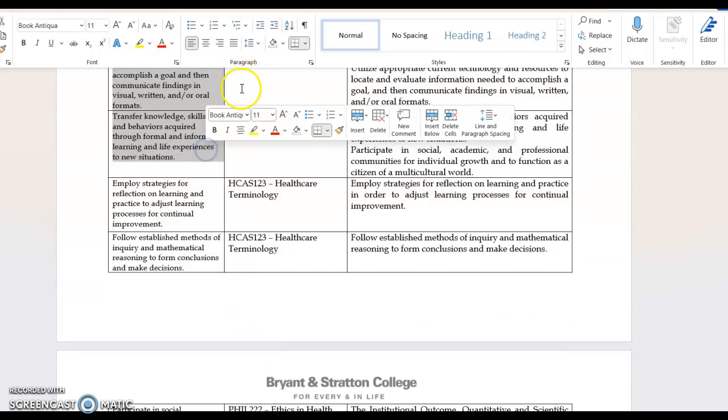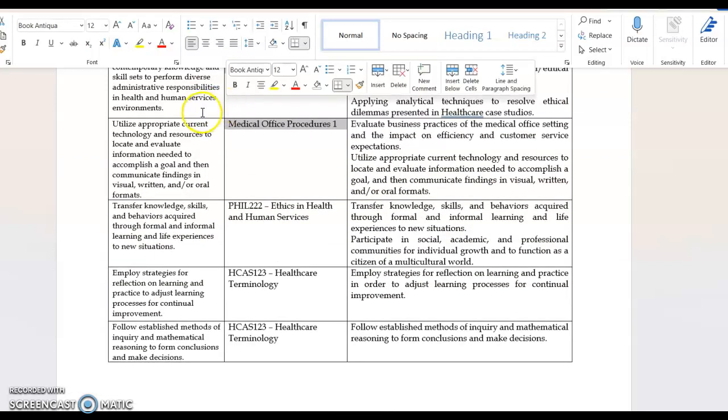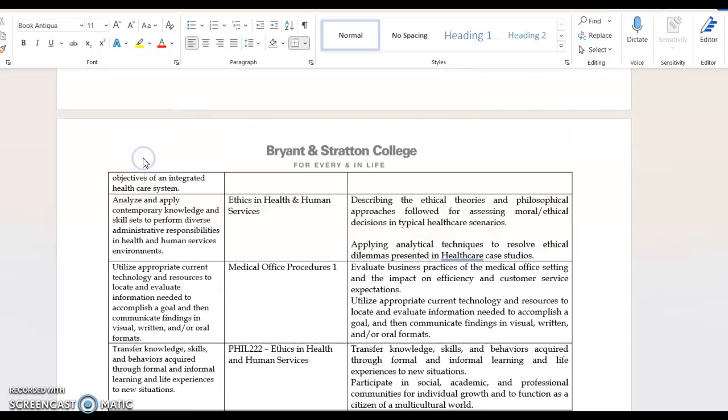Analyze and apply contemporary knowledge and skill sets to perform diverse administrative responsibilities in health and human services environments would be the Ethics in Health and Human Services. Describing the ethical theories and philosophical approaches followed for assessing moral and or ethical decisions in typical healthcare scenarios, applying analytical techniques to resolve ethical dilemmas presented in healthcare scenarios.